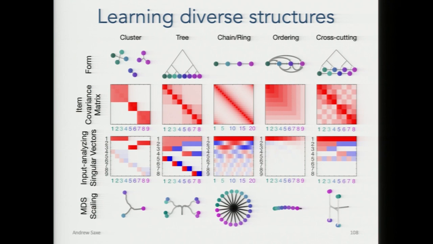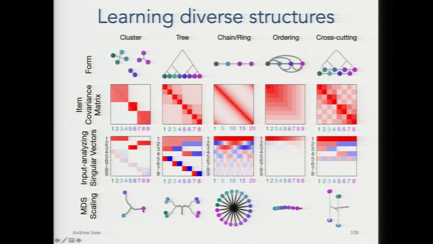And so for instance, this cluster example gives this block diagonal structure. And you can see that the first three singular vectors clearly pick out the three different clusters. And then if you look at what happens over learning, everything starts jumbled together at the beginning, but they rapidly separate out into three different clusters.